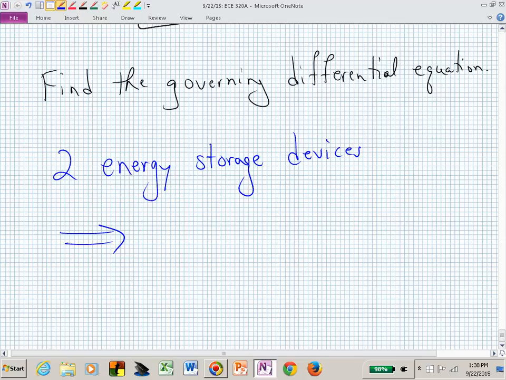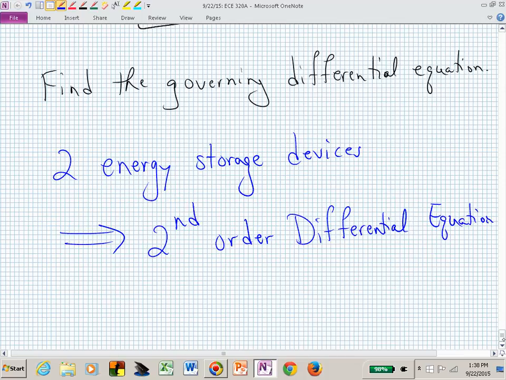Differential equation, right? So now you have a differential equation, and if you have two energy storage devices, how big do you think that differential equation is going to be? What order? Second order. This is pretty hard, isn't it? 2 and 2. So two energy storage devices implies we have a second order differential equation.